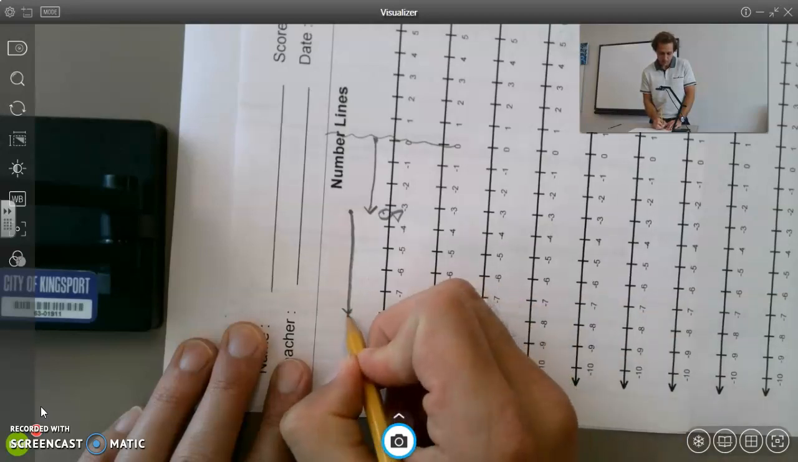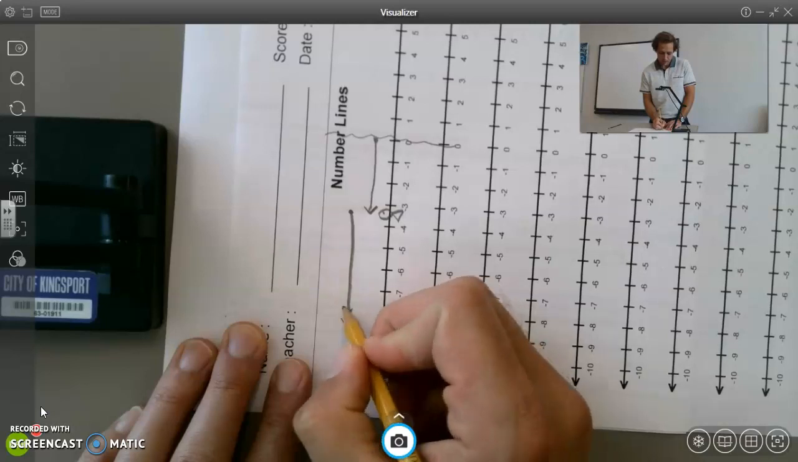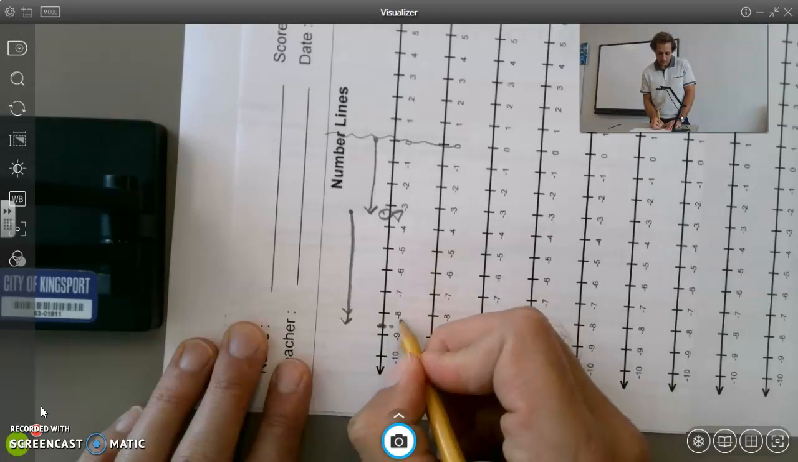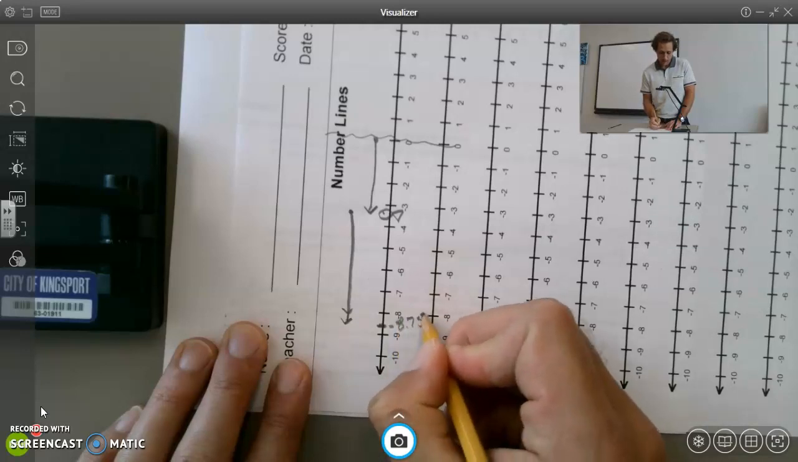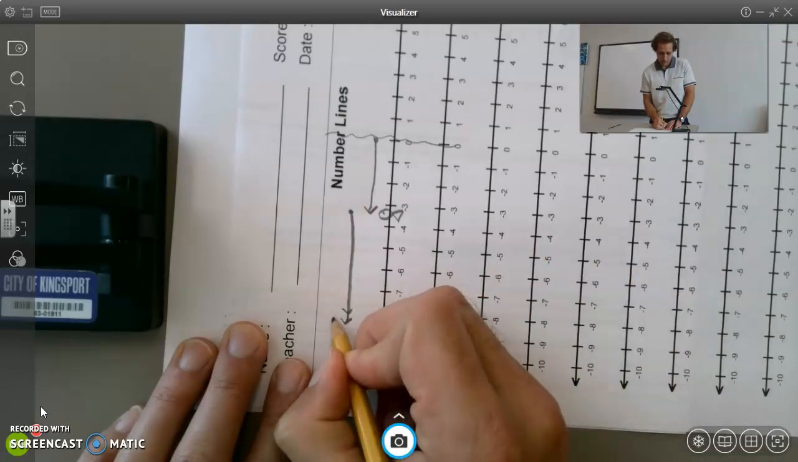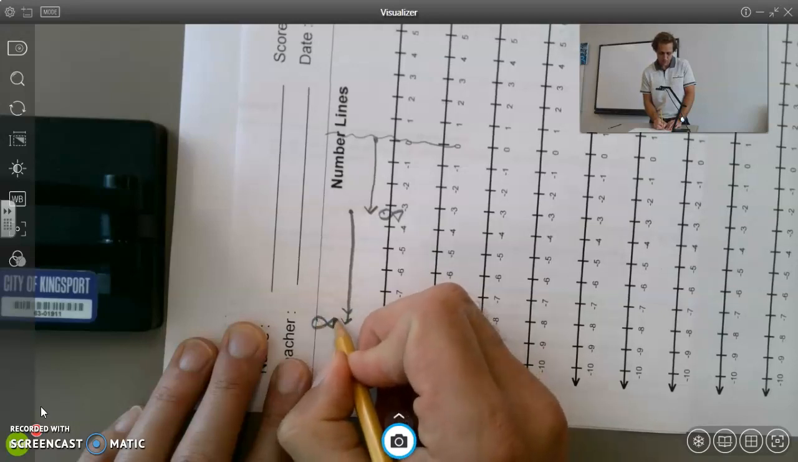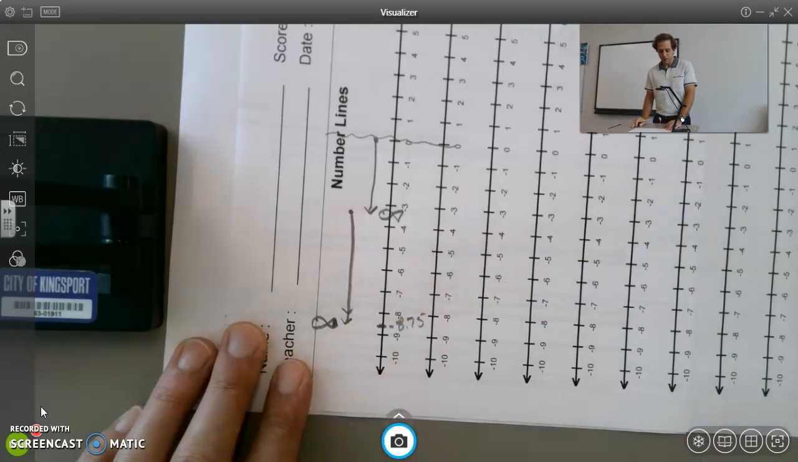We go an additional 25 hundredths, which gets us to negative 8.75. Here's our happy little fish down here. There we go, there's our fish. So now he's at negative 8.75.